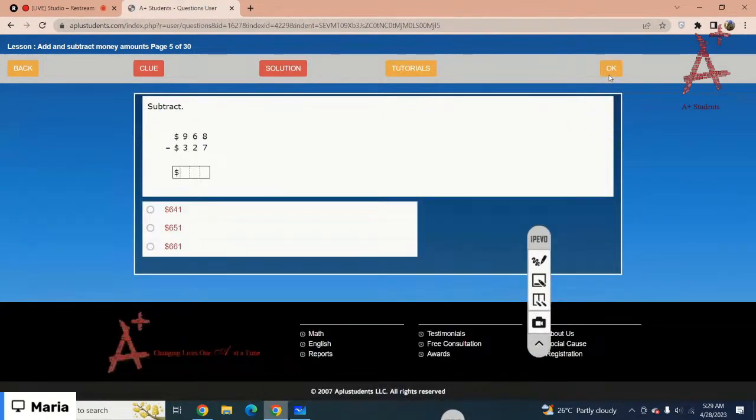Okay, the next one is again you have to subtract. So 8 minus 7 is, which is the correct option? 8 minus 7 is 1. 6 minus 2 is 4, and 9 minus 3 is 6. It would be $641. Got it?